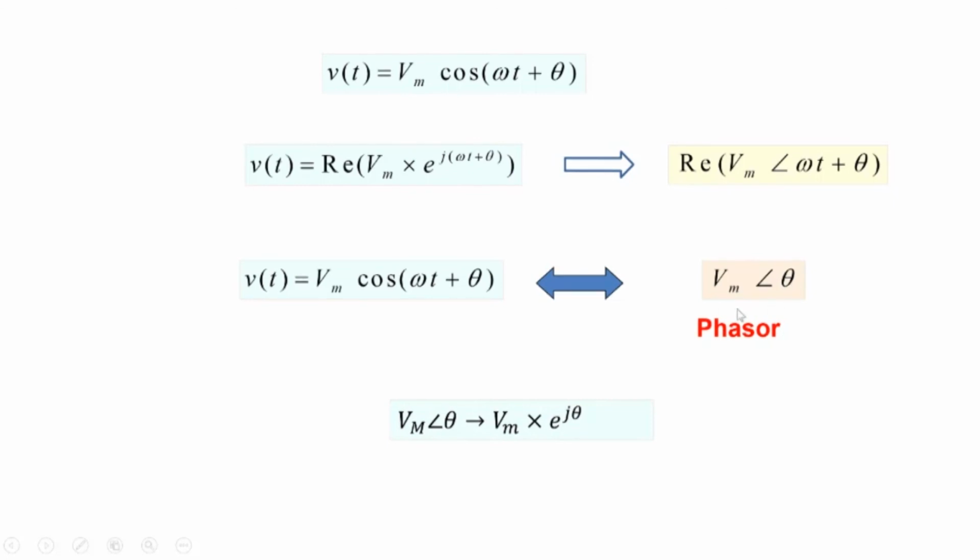Okay, so this is what we call a phasor. This representation of a sinusoidal signal in the form of a complex quantity, a complex variable, having the amplitude and this phase part theta, is what we call a phasor here. So Vm angle theta is nothing but Vm e to the power j theta here. So that's the concept of a phasor.